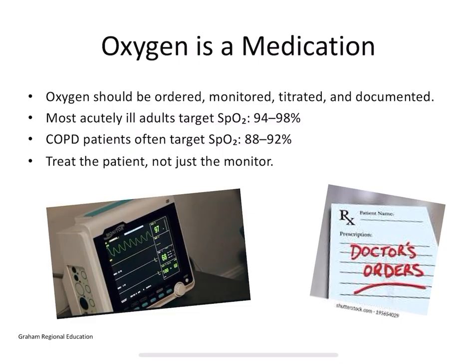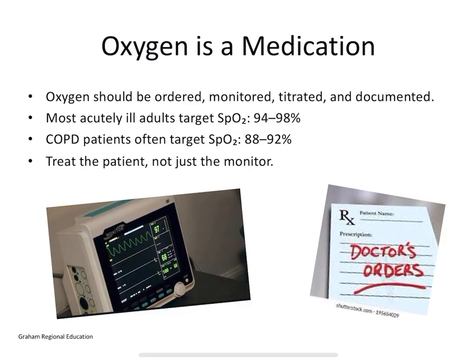First up, oxygen should always be treated as a medication. It must be ordered, monitored, titrated, reassessed, and documented. Most acutely ill patients target an oxygen saturation between 94 and 98%, while many COPD patients should be maintained between 88 and 92, unless otherwise ordered. Staff should always treat the patient's clinical conditions and not rely only on the pulse oximeter number.